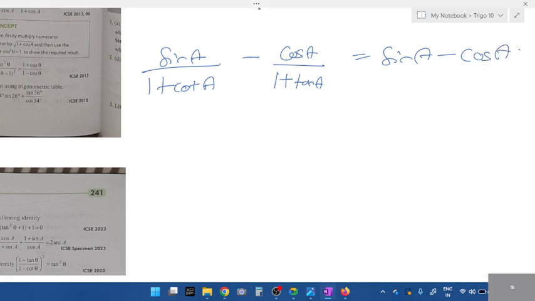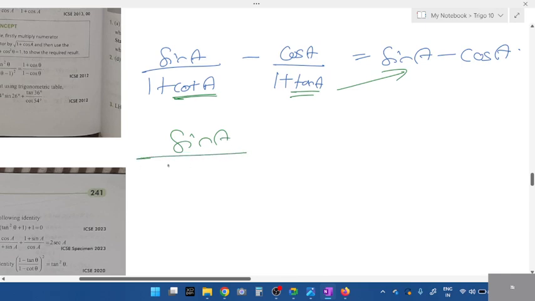Take the left hand side. Are the denominators the same or different? Denominators are different, right? But before taking the LCM, we have cot and tan, students. On the right hand side, we have sin and cos. Convert into sin and cos. Sin A divided by 1 plus cot A, what is the cot value? Cos A divided by sin A.